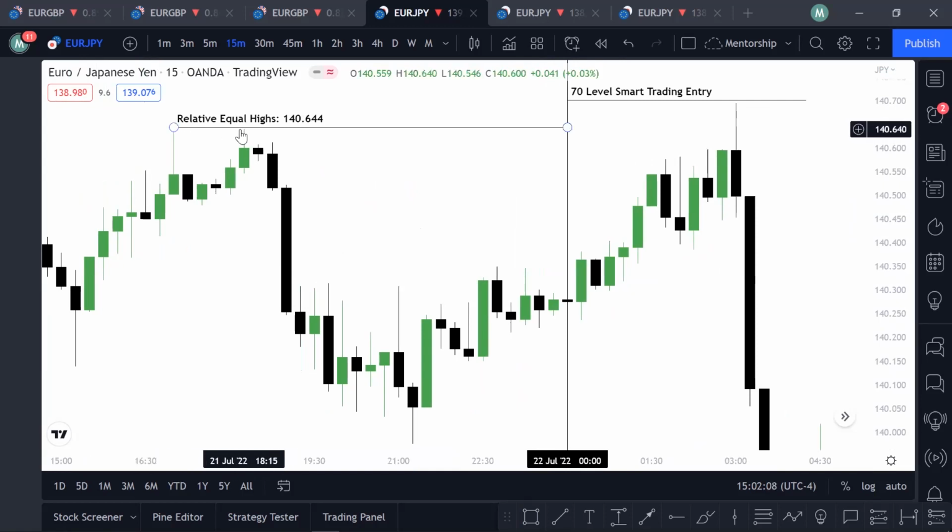Relative equal highs below a smart trading entry. Time and price. After midnight, I am sure, simply because the euro is selling, they would want to come for this money here. Liquidity up here.